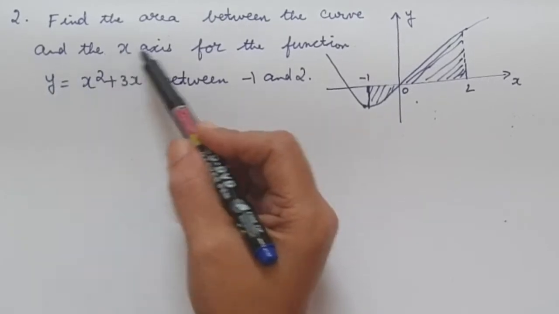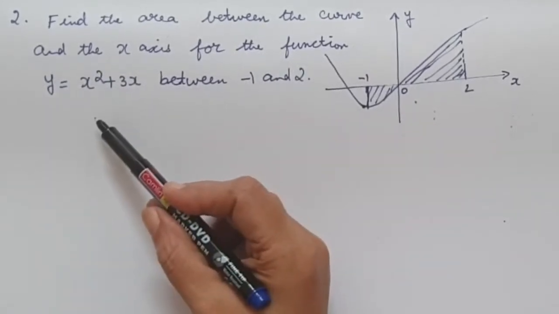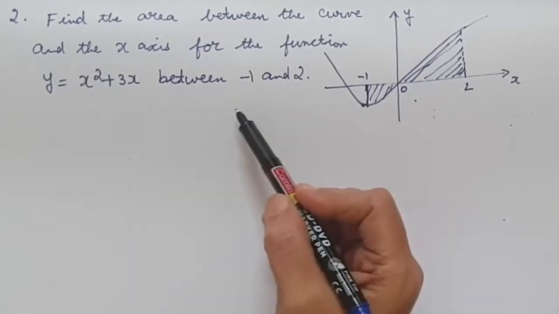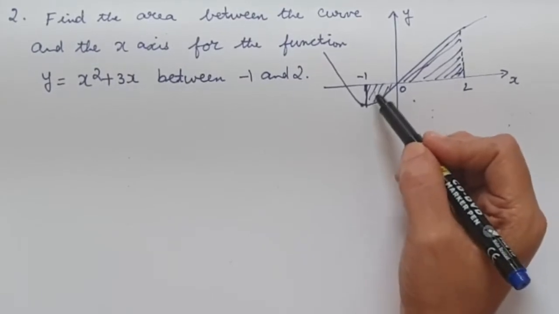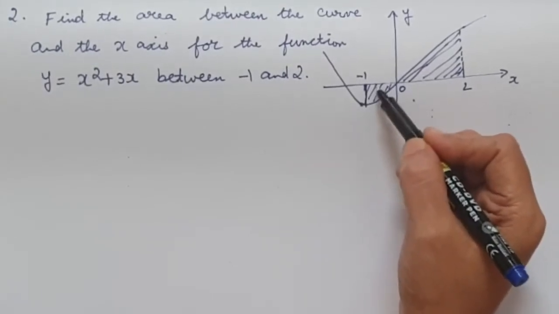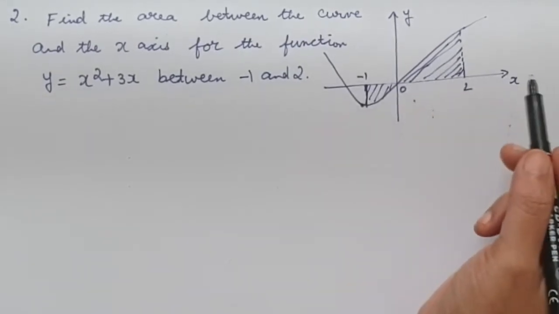The second question. Find the area between the curve and the x-axis for the function y equals x squared plus 3x between -1 and 2. So now for this graph, when you take the curve, the area which we need to find is below the x-axis and this part of the curve is above the x-axis.